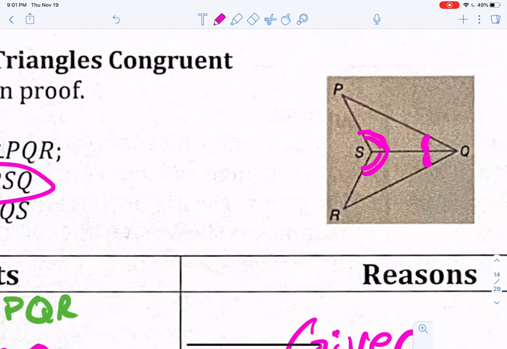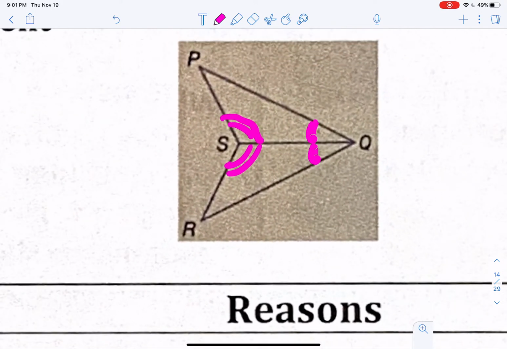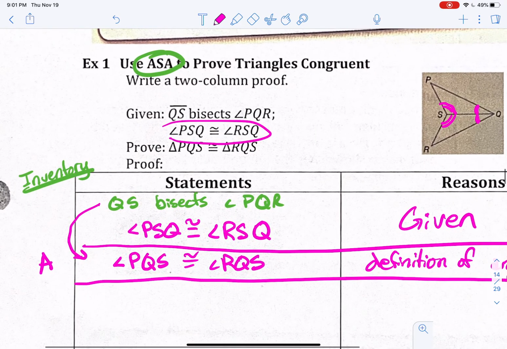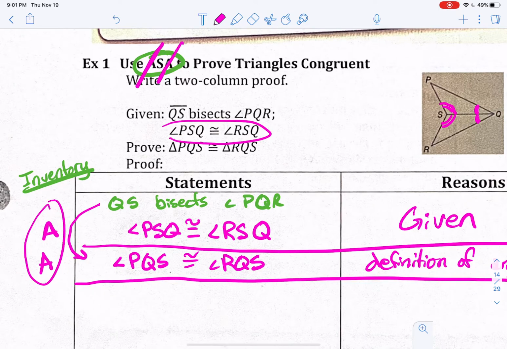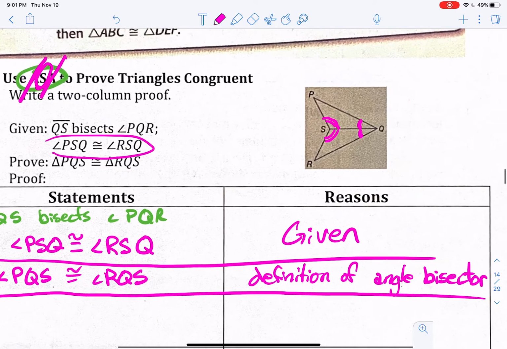I'm going to mark them with 2 markings now, so that they don't look like they match this guy over here. 1 marking was already used, so we're going to use 2 now. That gave me another angle. So the given gives me an angle, and then from the other piece of given I'm able to draw an angle. Okay, so inventory. After I'm done with all that, I have 2 angles. Angle 1, angle 2 are crossed off. I just need to find the side that is in between the 2 angles, right?